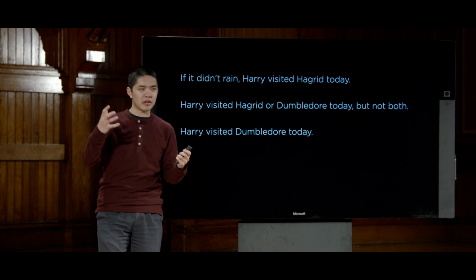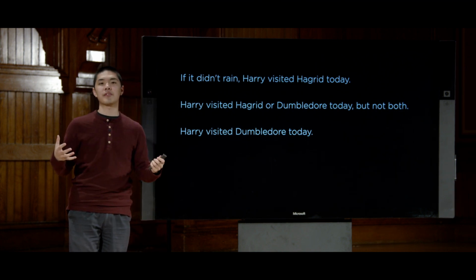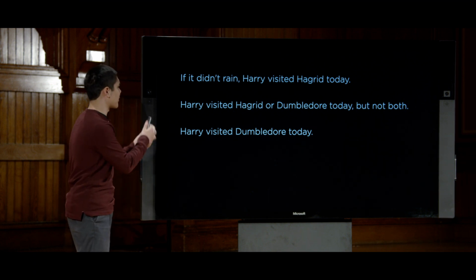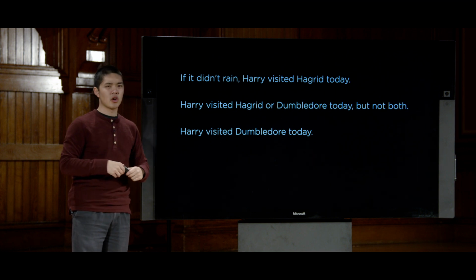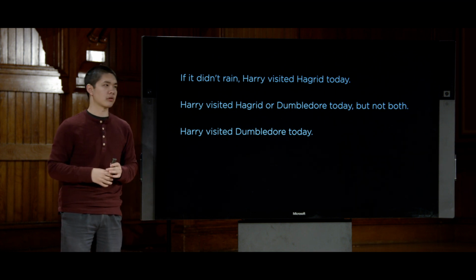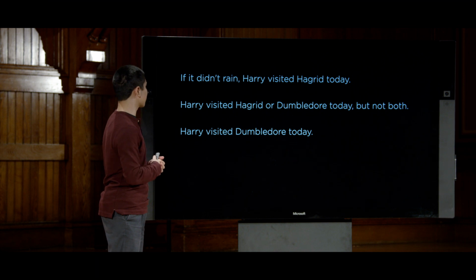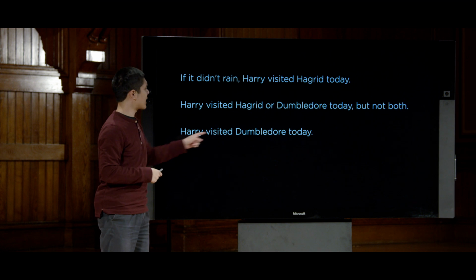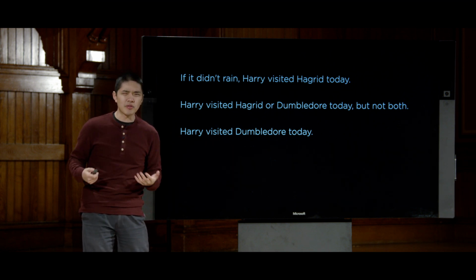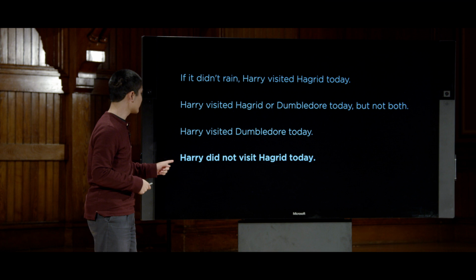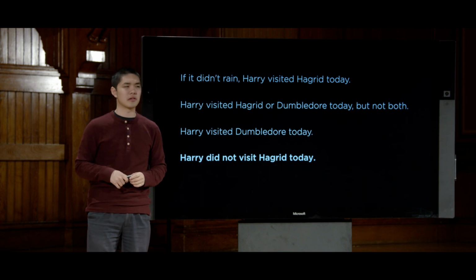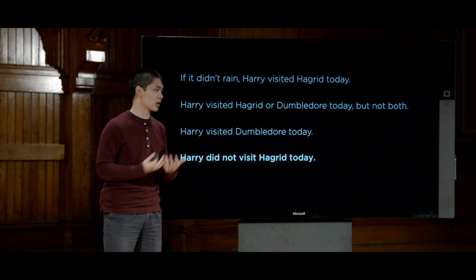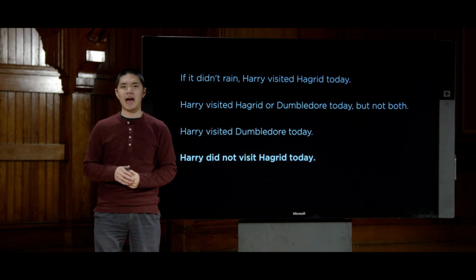So we now have three pieces of information, three facts inside of a knowledge base, so to speak, information that we know. And now we as humans can try and reason about this and figure out, based on this information, what additional information can we begin to conclude. And well, looking at these last two statements, Harry either visited Hagrid or Dumbledore, but not both, and we know that Harry visited Dumbledore today, well then it's pretty reasonable that we could draw the conclusion that Harry must not have visited Hagrid today. Because based on a combination of these two statements, we can draw this inference, so to speak, a conclusion that Harry did not visit Hagrid today.